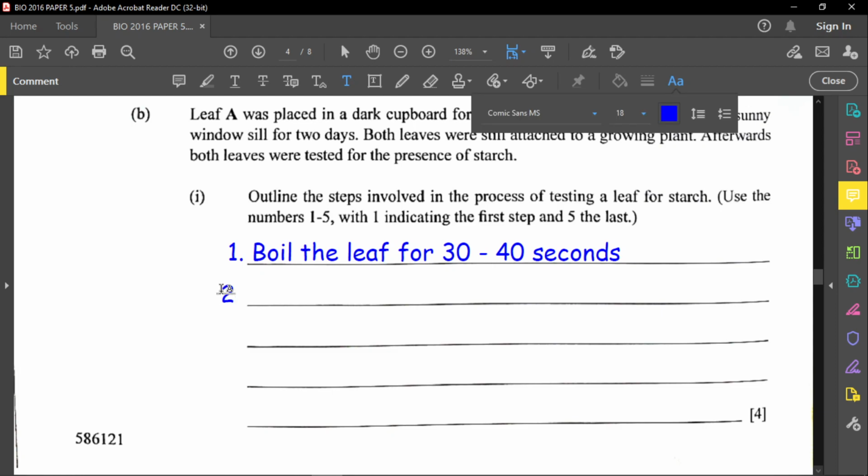step 2, what I want to do is to boil the leaf in alcohol in a water bath. So make sure you put this in a water bath, because you do not put alcohol directly over the flame, because it is flammable and it can cause a fire, okay? So step 3. And for step 3 here, you're going to soften the leaf.